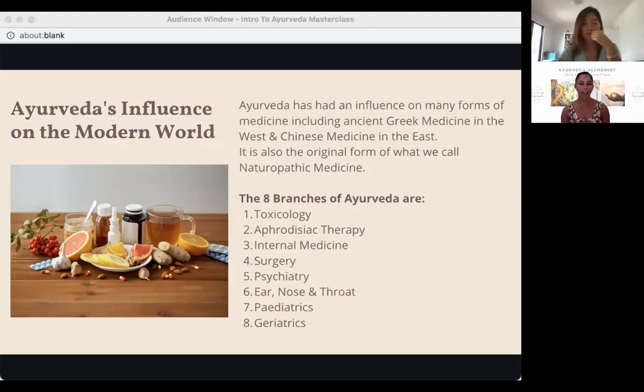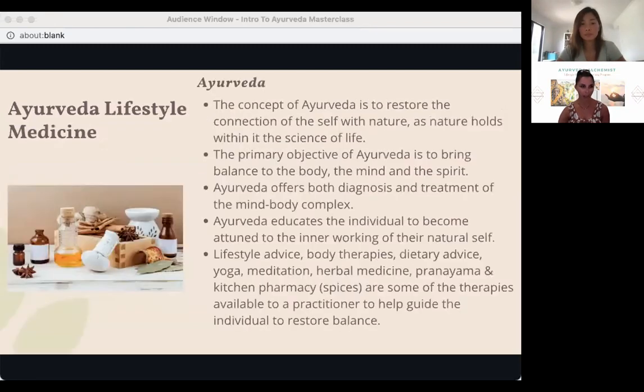In the West, however, Ayurveda is most well known for its philosophy, natural medicine approach and lifestyle, which is what we will be touching more of today. So the primary objective of Ayurveda is to bring balance to the body, the mind, and the spirit. Science is now backing the Ayurvedic philosophy of living in accordance with our natural circadian rhythm. A circadian rhythm is a natural internal process that regulates the sleep-wake cycle and repeats roughly every 24 hours. So it's our biorhythm, our natural body clock.